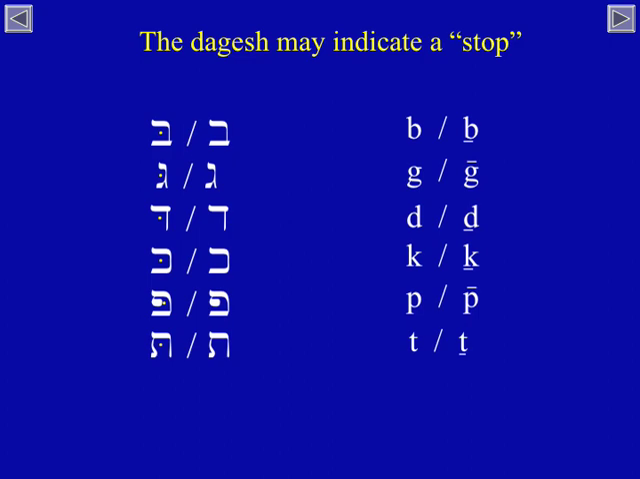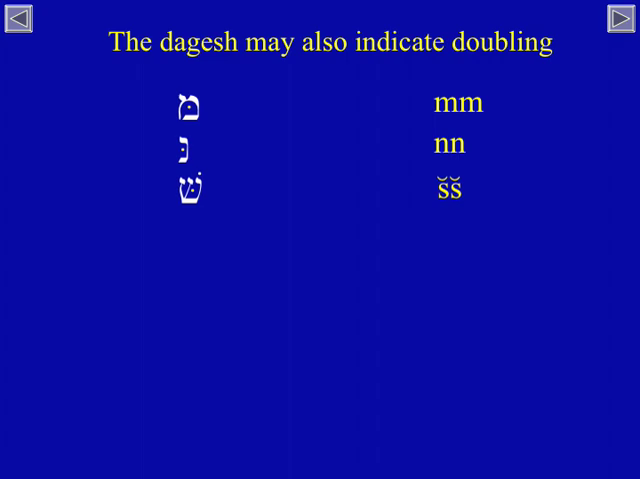Kaf, we do hear a difference, k or kh, and pei, we hear a difference, p or f, like an f. Tav, no difference in pronunciation, t, and original th, like thin, but just t. But in any character, including the begad kafats, the dagesh may indicate doubling. So when you see a dagesh in a non-begad kafat letter, you know it must be doubling, right? For mem, for nun, sh for shin.